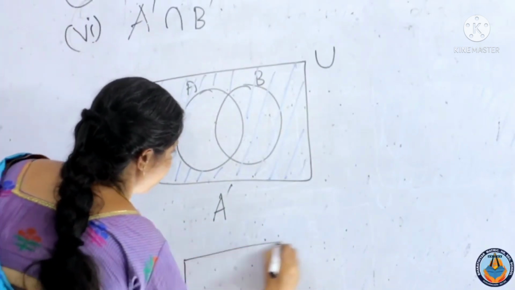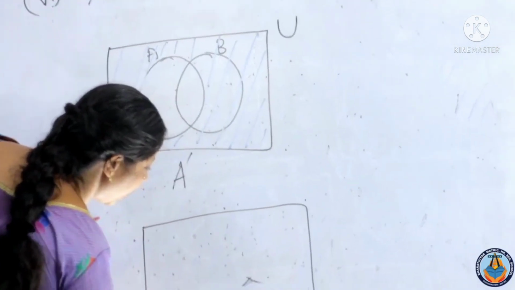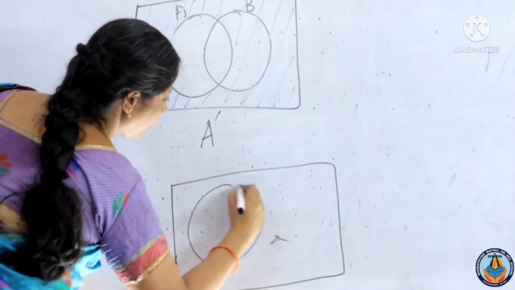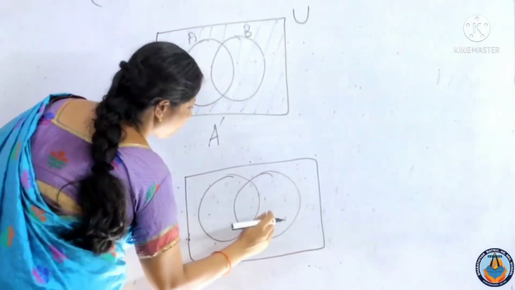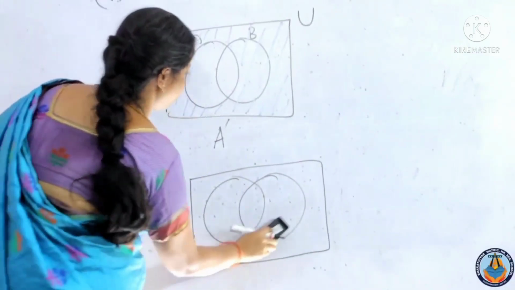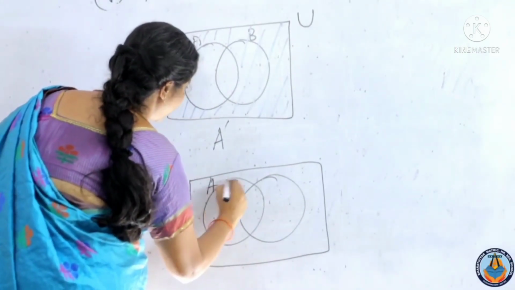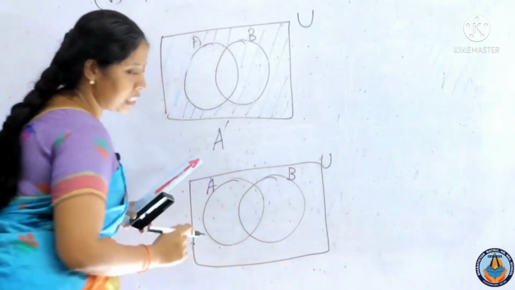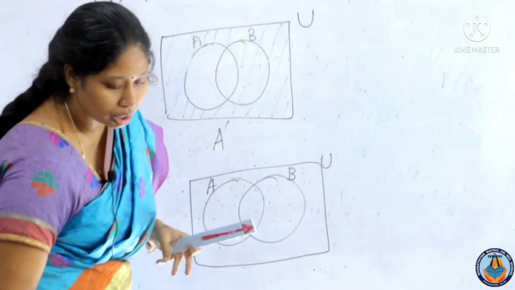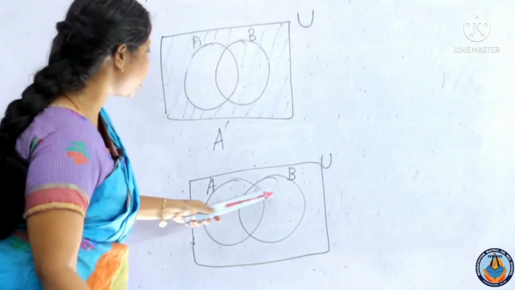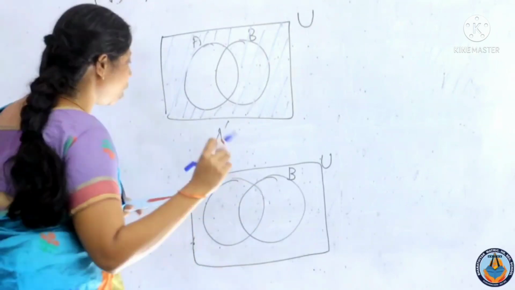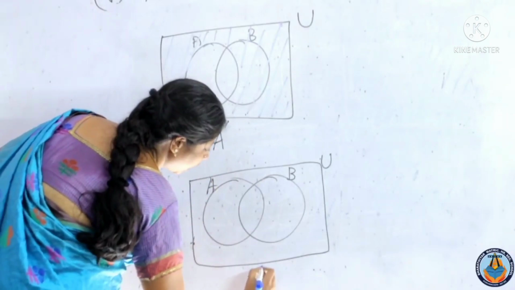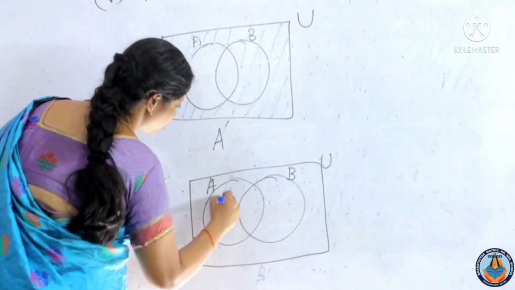Now you have to find B dash. A, B are the overlapping sets, U is the universal set. Except B, you have to shade the other region, B dash.